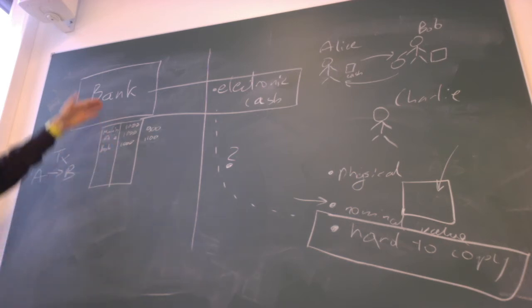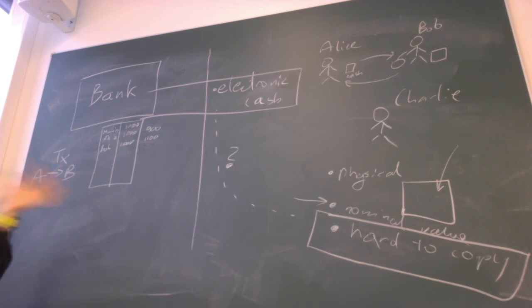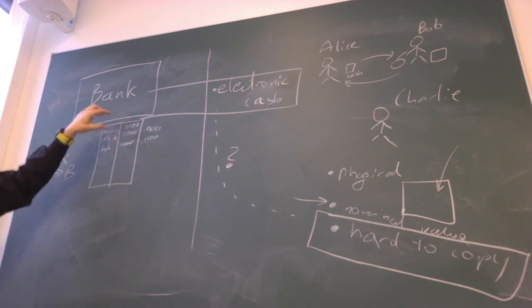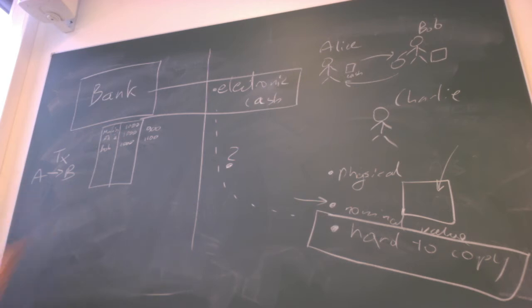And it works because the banks don't make mistakes, right? Let's assume they don't, and let's assume they don't create new values here, which is not actually true, but let's assume that. So then it kind of works, right?